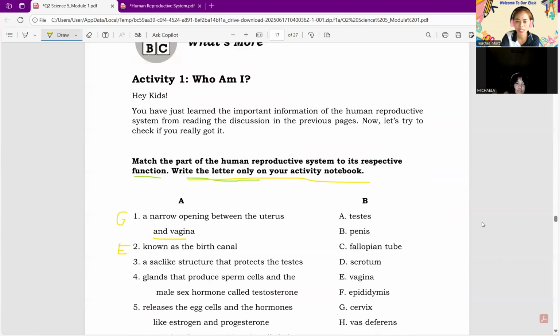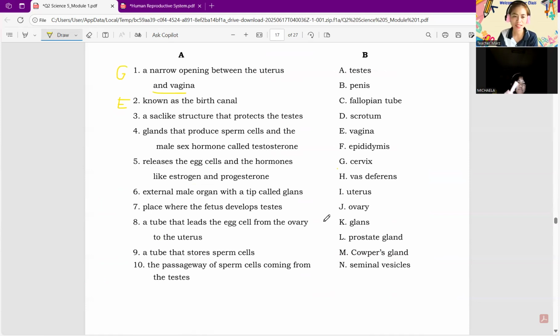So this is the scrotum. So let's go back to our activity. So where is that letter? D. Okay. So how about number four? Glands that produce sperm cells and the male sex hormone called testosterone. Okay, again, it is the glands that produce sperm cells and the male sex hormone called testosterone. So what is that gland?